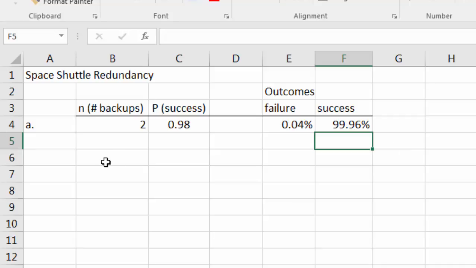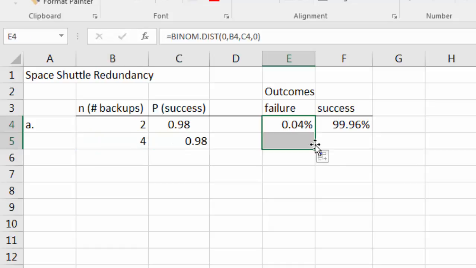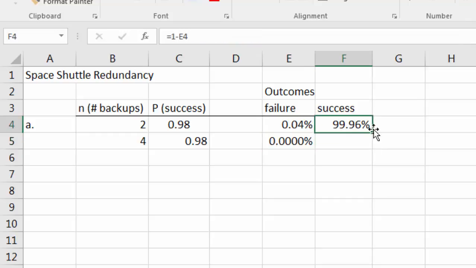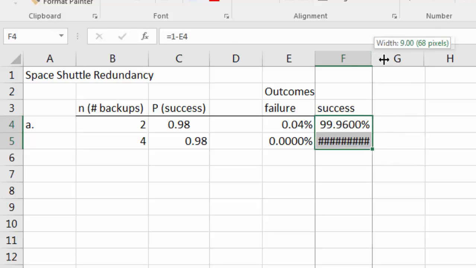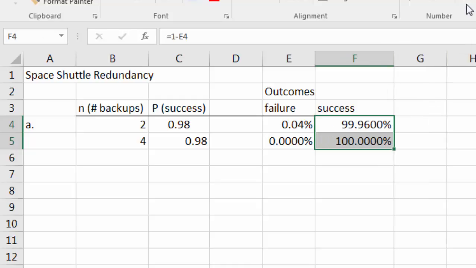Okay. And then we can just do the same thing when we go to the 4 backups with the same probability of success. Just drag my formula down. Now that's essentially 0. And we're going to have a 1 until we really show some decimals here. Boy, we're going to have to show a lot of decimals. There we go. 99.99998. That's pretty good if we have 4 backups.